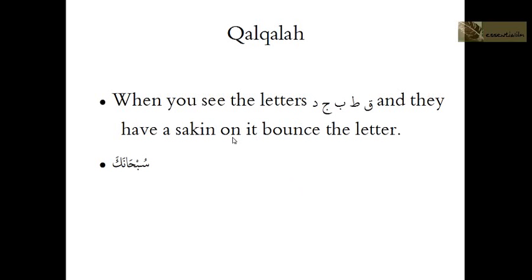The example is Ba. Ba has sakin, right? The condition is that it should be sakin. So we say Subhanaka, and not Subhanaka. We say Subhanaka. We bounce on the Ba. And that concludes the theoretical part of this lesson. Inshallah, now we'll practice in the Quran.